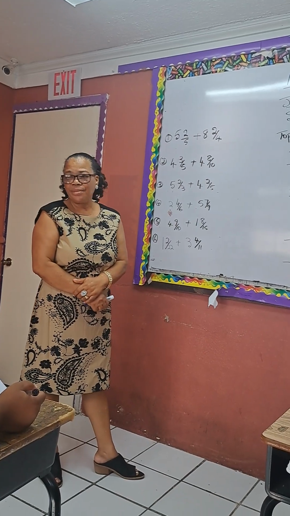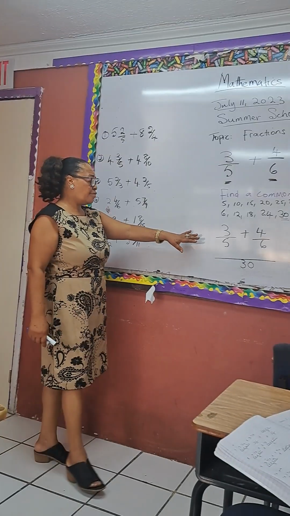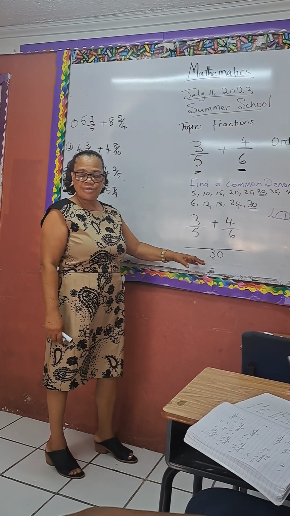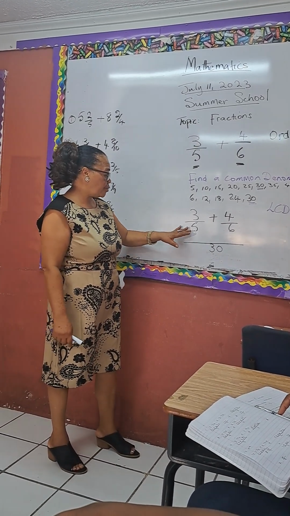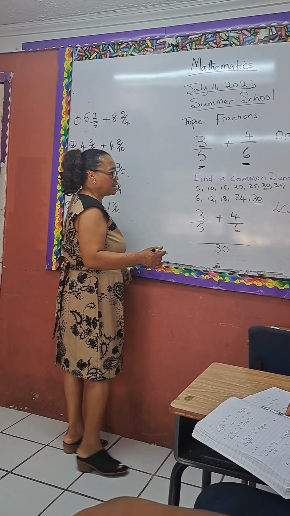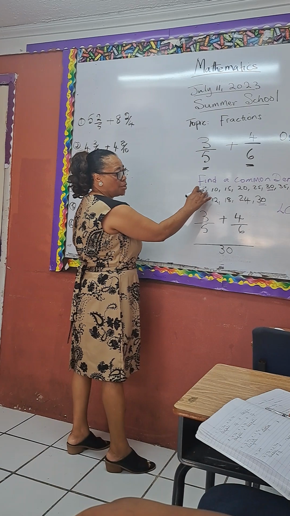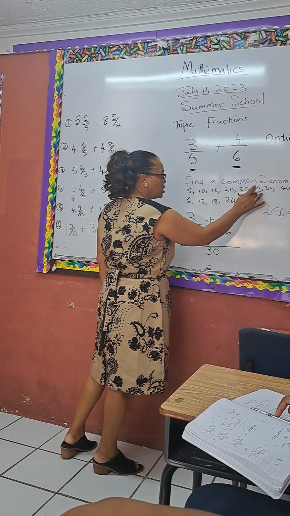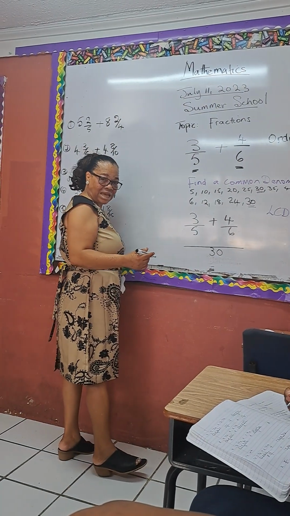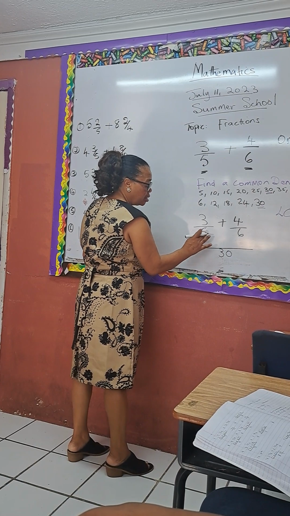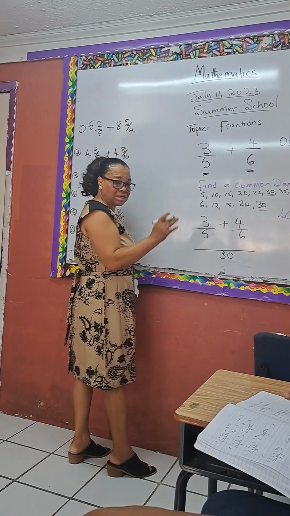That's my next step. My next step is I'm going to take 5 and divide it into 30. 30 divided by 5. What is 30 divided by 5? How many times? I have my tables up here. How many times did I go? 1, 2, 3, 4, 5, 6. I went 6 times. I'm going to use the answer that I get when I divide. 5 into 30 goes 6 times.